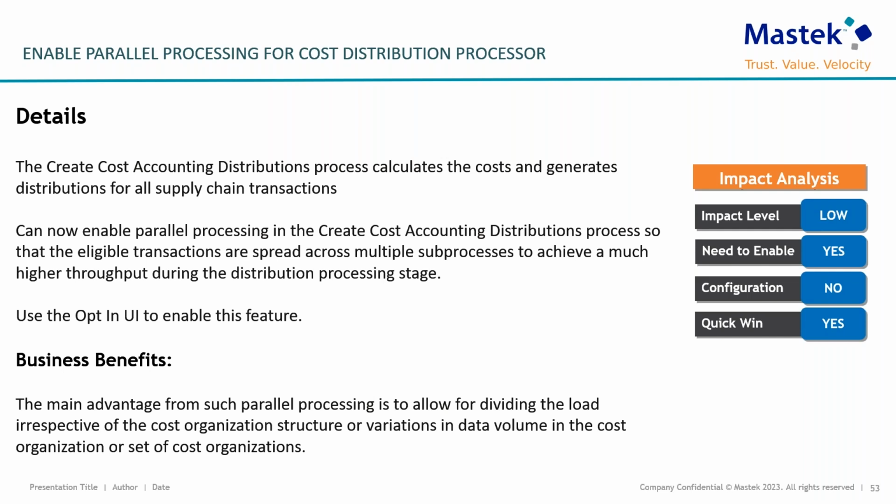So the main advantage from such parallel processing is to allow for dividing the load irrespective of cost organization structure or variations in a data volume in the cost organization. So there will be no configuration changes. And again, this is a quick win for us.